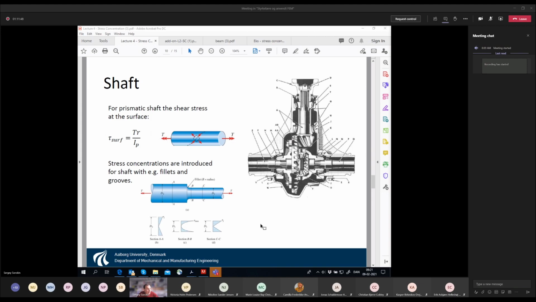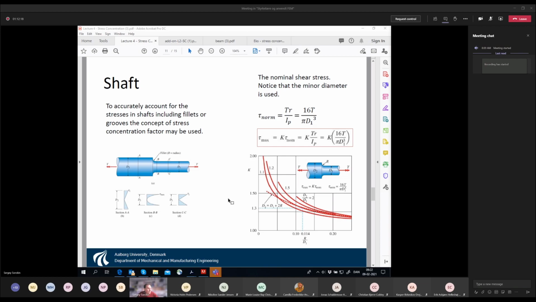Then if we have the smaller radius, then we have this distribution. Of course, shear stresses at the surface here are larger than here because the moment of inertia is way smaller here than here. So this is why this stress is less than this one. But in the transition zone, the stresses are even higher. So in principle, it's exactly the same story as in the axial deformation. And then we introduce the stress concentration factor in exactly the same way as for the axial extension compression.